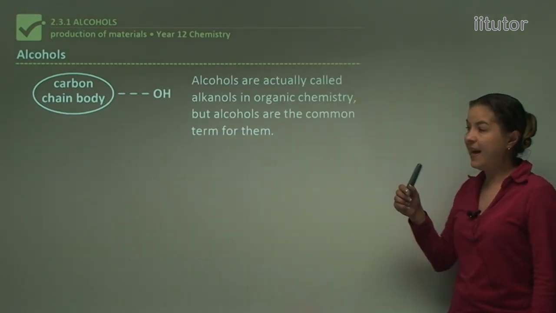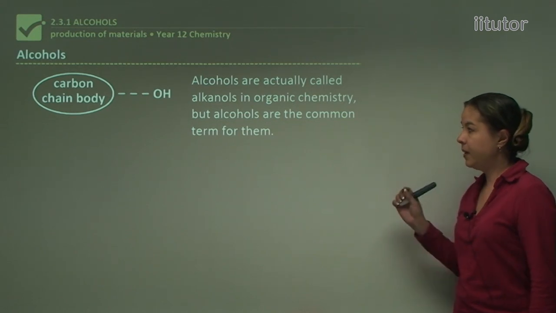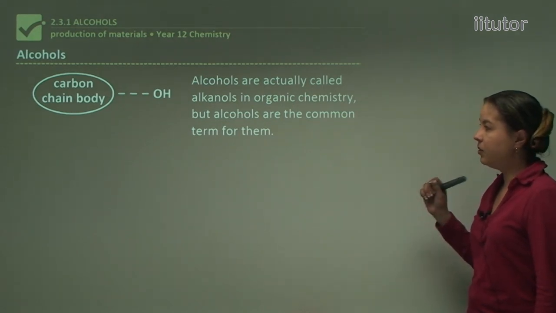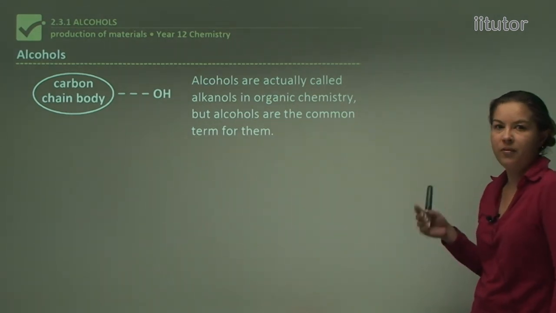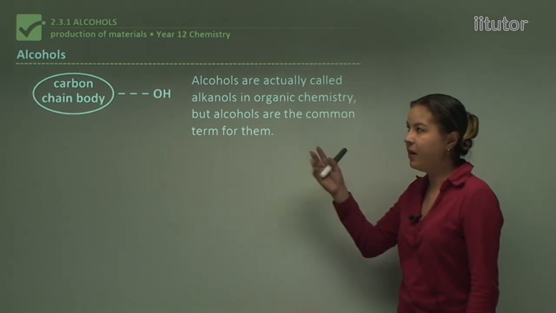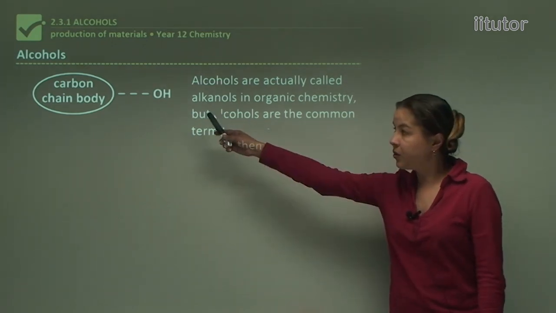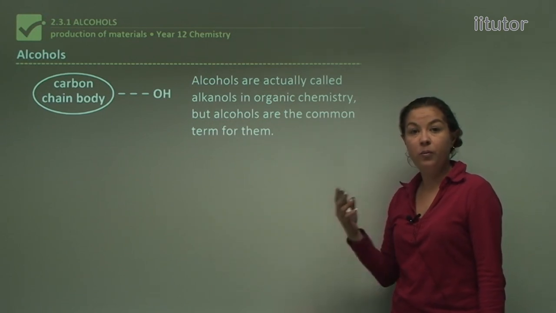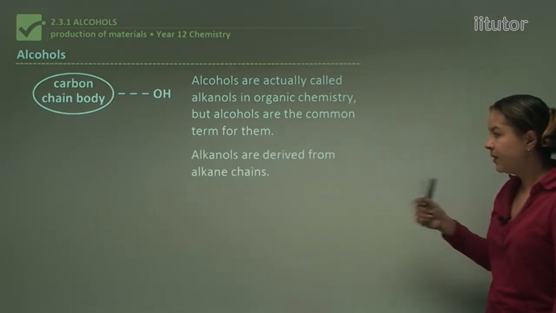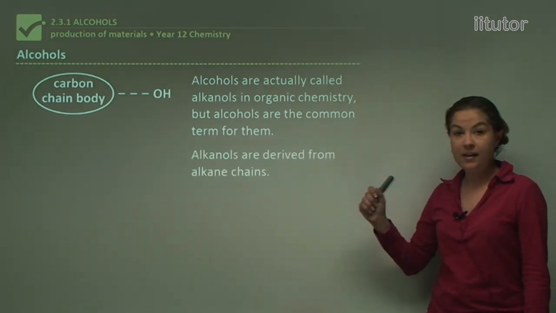Alcohols are actually called alkanols in organic chemistry, but alcohols are the common term for them, or the garden variety term that everyone calls alcohols. So if you see an OH group, always think it's some form of alcohol. Alkanols are derived from alkane chains.